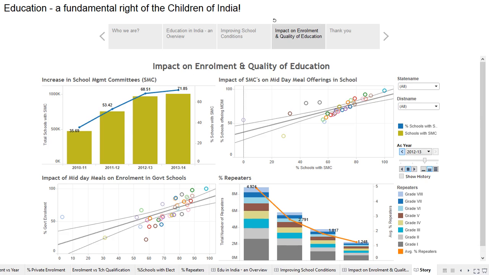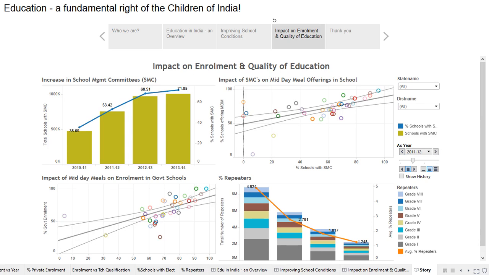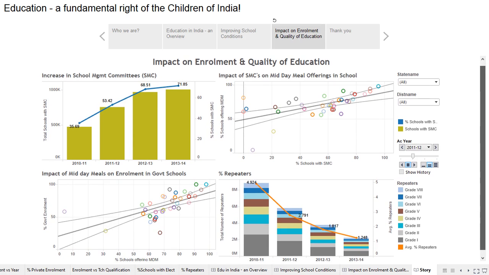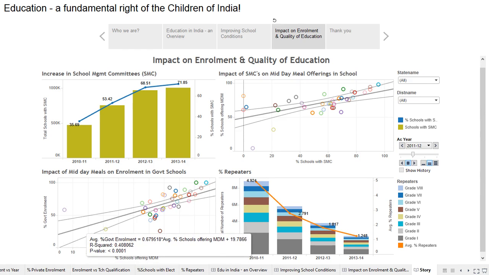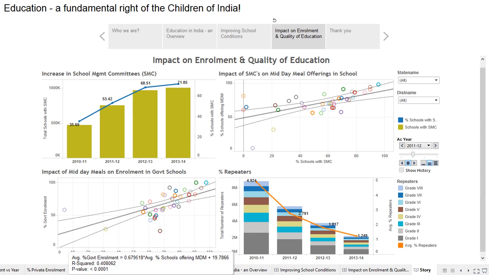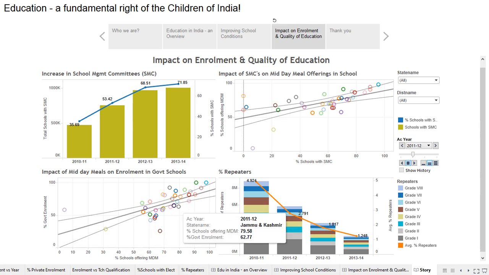If we pull this back to 11 and 12, one will also see what's the impact of the same on the enrollment. So if schools which are providing MDM are increasing, one also finds that there's a positive correlation with the enrollment, and that's the correlation that we've been able to find, that as schools increase in terms of offering midday meals, there's a positive correlation with the government enrollment. Another parameter which the government of India set out to do is, by providing midday meals, bring children to schools.